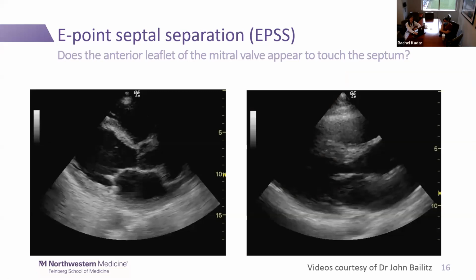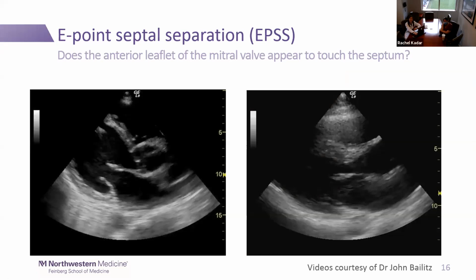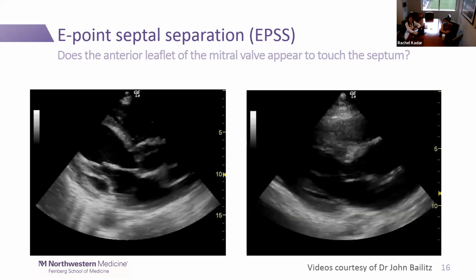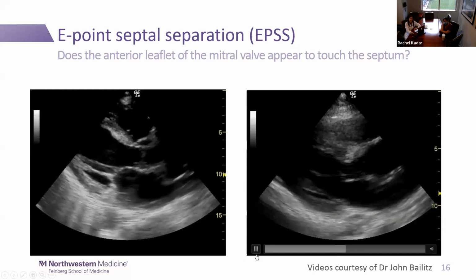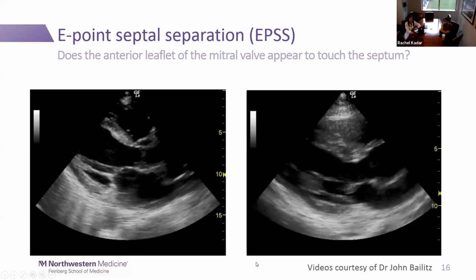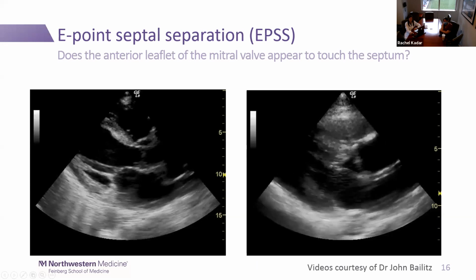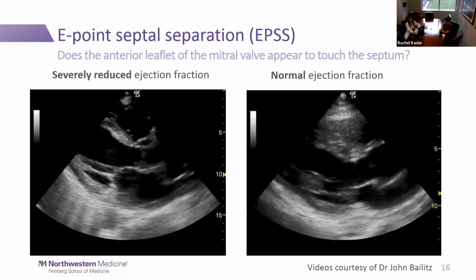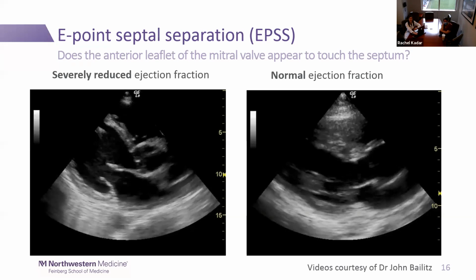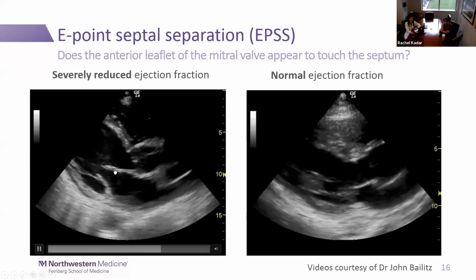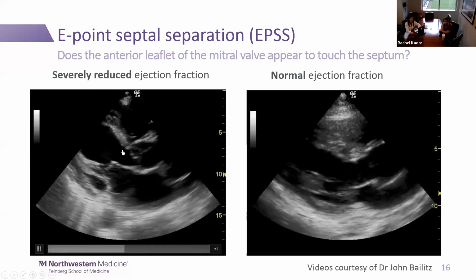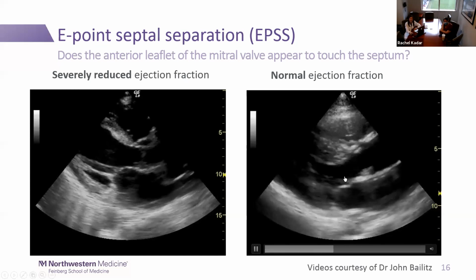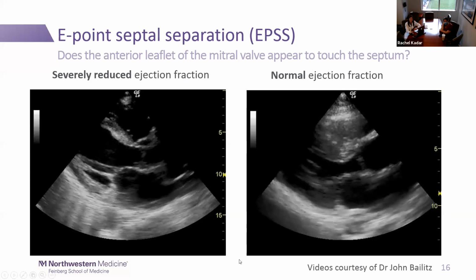So now we'll take a look at a couple of videos and we'll ask ourselves, does the anterior leaflet of the mitral valve appear to reach up and touch the septum? And then in the second video. You can see on the left, it's severely reduced ejection fraction, and on the right, a normal ejection fraction. So again, here's that anterior leaflet of the mitral valve. Here's that septum. It is certainly not anywhere close to reaching up and touching that septum. Whereas in this one, you can see it really reaches up and appears to touch that septum.